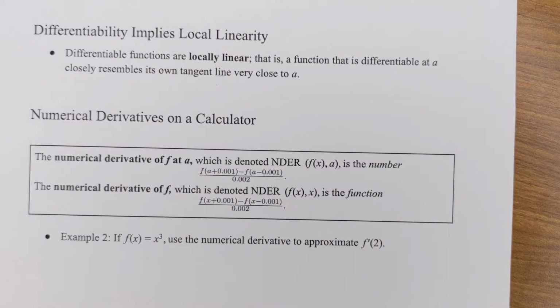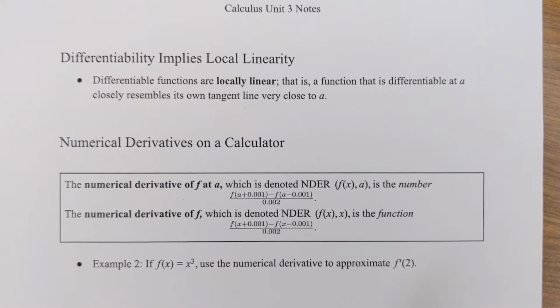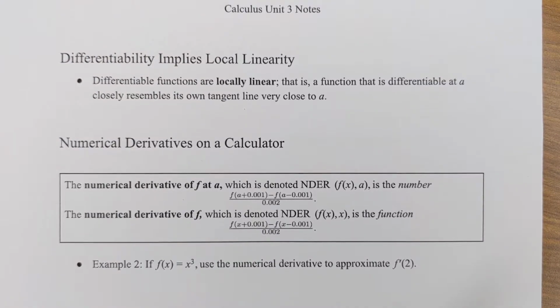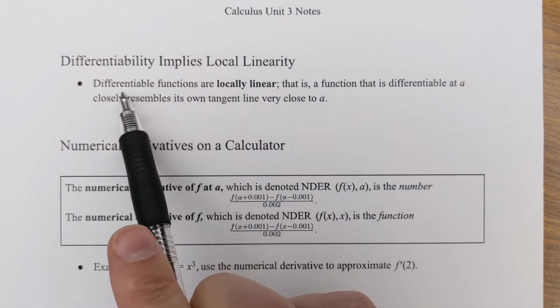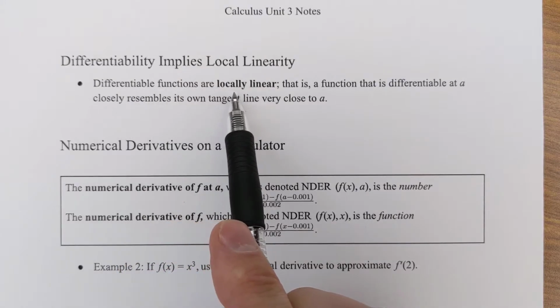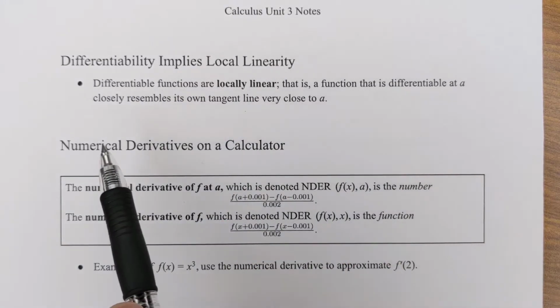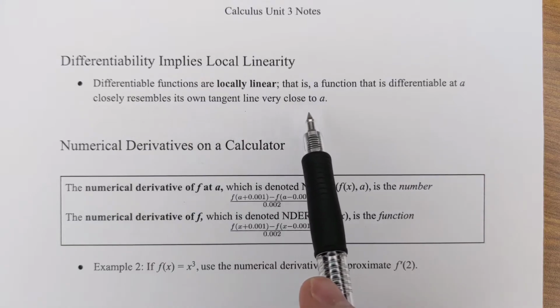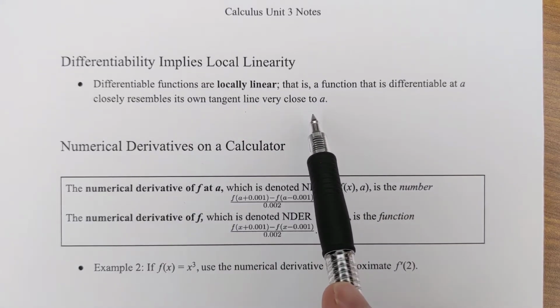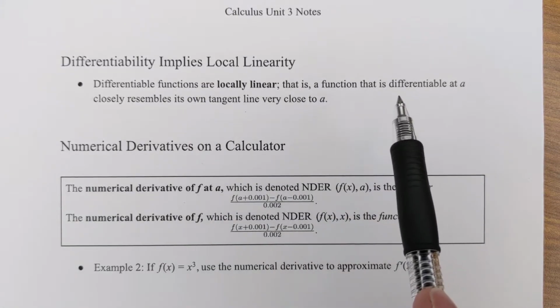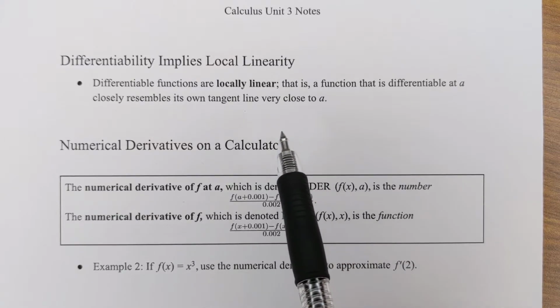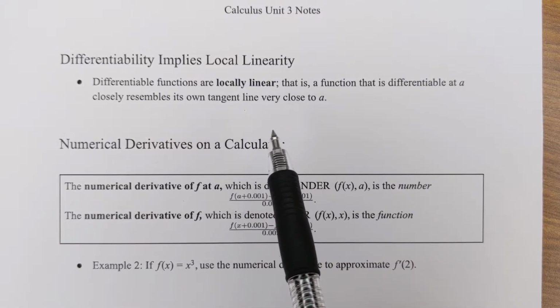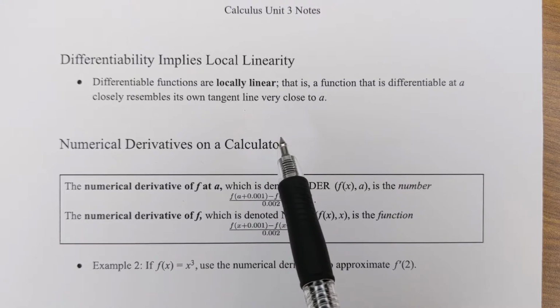Okay, so here, differentiability implies local linearity. It says here, differentiable functions are locally linear. That is, a function that is differentiable at a closely resembles its own tangent line, very close to a. What that means is that even if it's a curve, if you zoom in enough, the section of the curve you're looking at will look like its own tangent line.